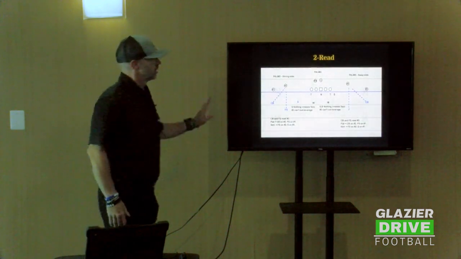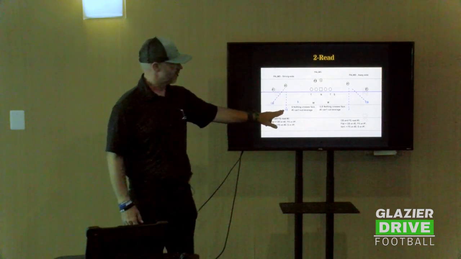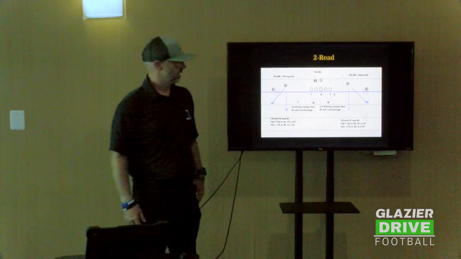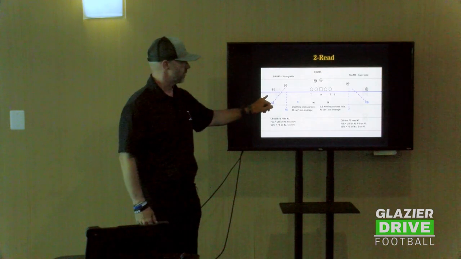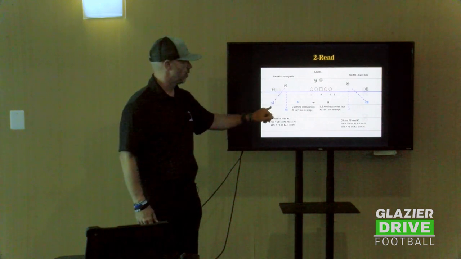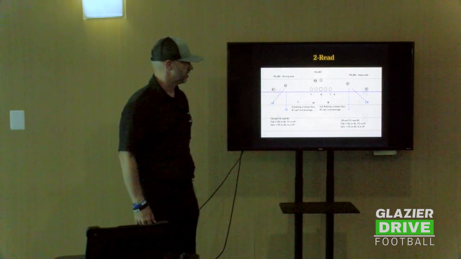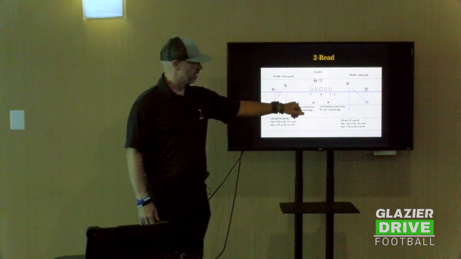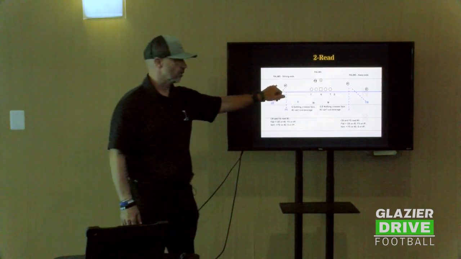Here we go. We call two read palms in our defense. We have a cornerback and a free safety, and the money is the apex. They're reading number two. Again, if number two goes flat, let's say it's a bubble, the cornerback will jump him, and the free safety will jump number one. If it's an out route, the cornerback will jump him, and the free safety will jump number one. If number two goes vertical, the free safety stays, and the cornerback has number one. And then the money is the apex. Nothing can cross his face. Number three can't out-leverage him.